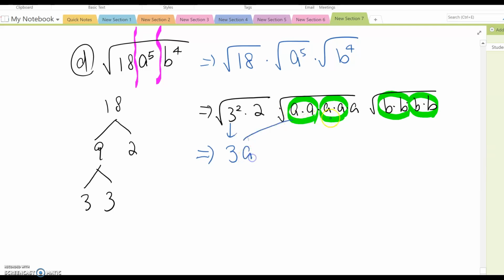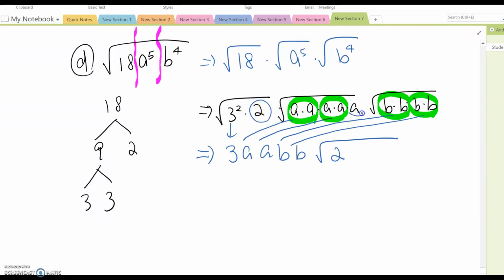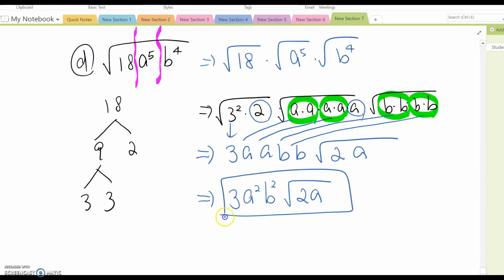Now a, b. Now the square root of the remaining factor, which is 2a. So simplify that, then it becomes 3a squared b squared square root of 2a. That will be the answer.